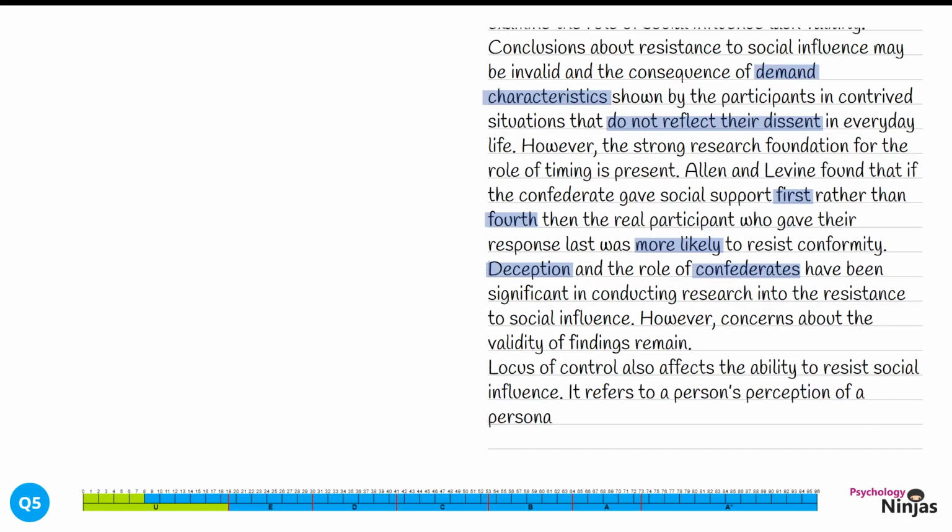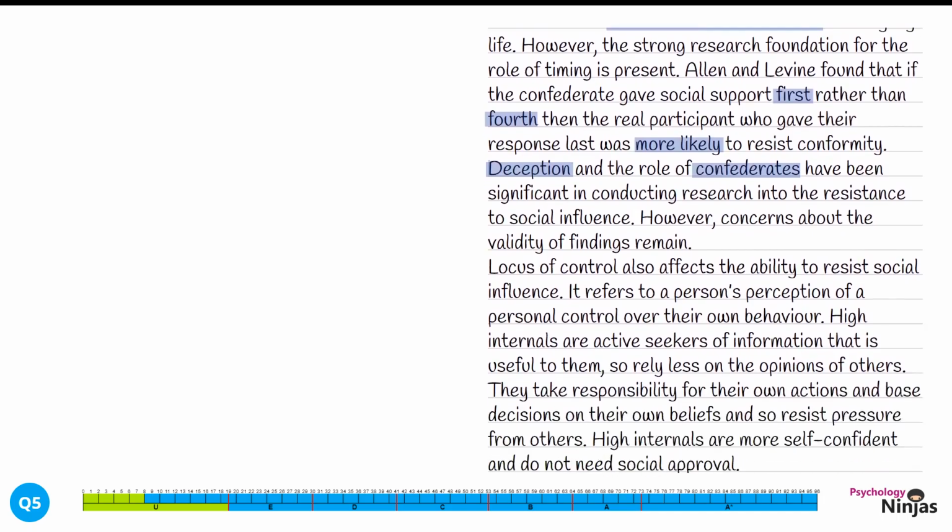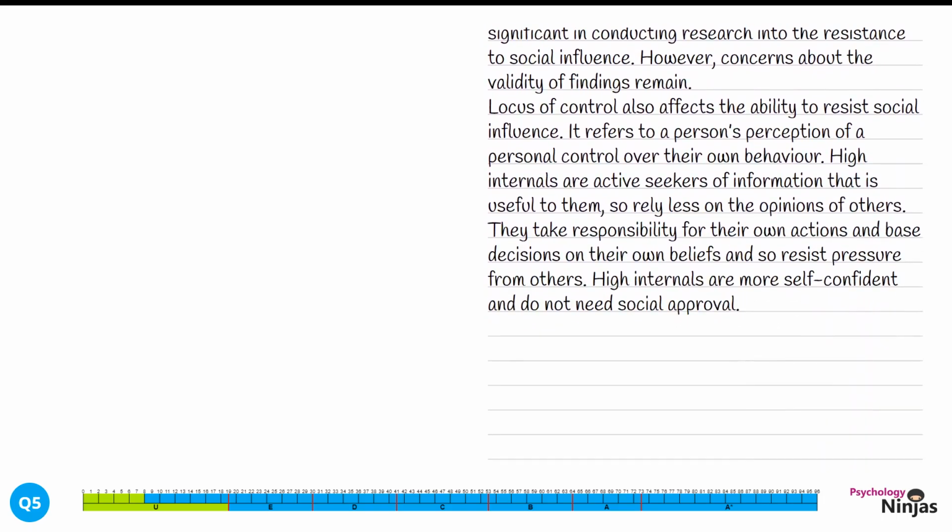Here we're going to talk about locus of control. Locus of control also affects the ability to resist social influence. It refers to a person's perception of personal control over their behaviour. High internals are active seekers of information that is useful to them, so rely less on the opinion of others. They take responsibility for their own actions and base decisions on their own beliefs, and so resist pressure from others. High internals are also more self-confident and do not need social approval.